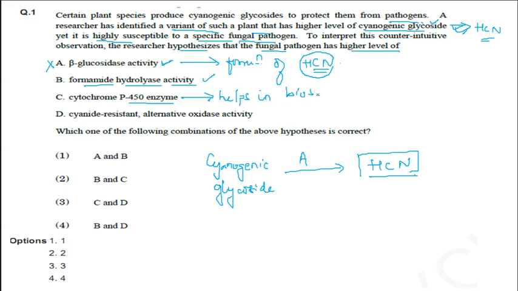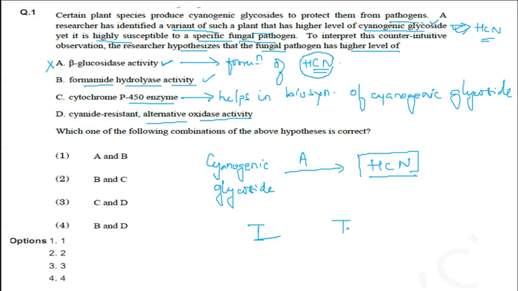Now the last one, cyanide resistance alternative oxidase activity. So here, if you have studied oxidative phosphorylation, there are four complexes, 1, 2, 3 and 4. Complexes 1, 3 and 4 are the major complexes which release the protons, and complex 5 pumps the protons. Now there is one enzyme named alternate oxidase.